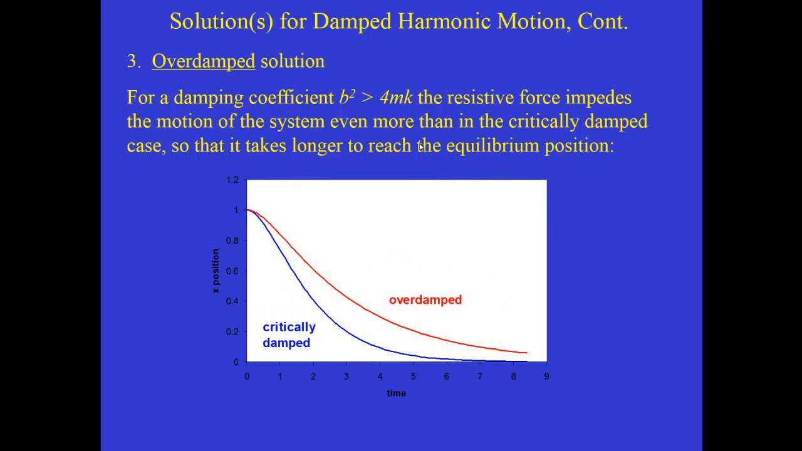And so by comparison we can see schematically how this behaves. The blue shows us the previously plotted critically damped solution. The red shows the overdamped solution if b is even larger. So these are the three possible cases for the solutions to this damped harmonic oscillator equation of motion.